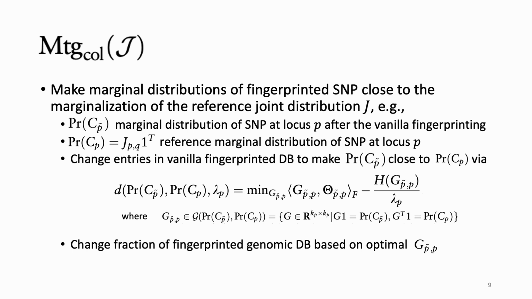The design idea of the column-wise mitigation technique is to modify unfingerprinted entries in the fingerprinted database such that after the modification, the marginal distribution of the SNP at a specific location is close to the reference marginal distribution at that location. The modification plan is obtained by solving this optimization problem, which essentially performs mass transport between two distributions. The optimal transportation plan is used to move the mass from one marginal distribution to another.